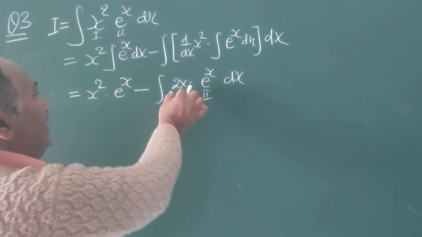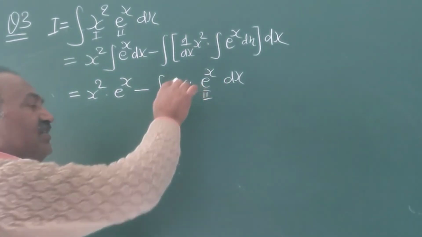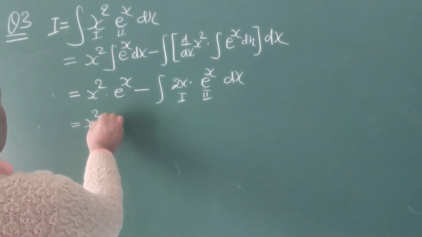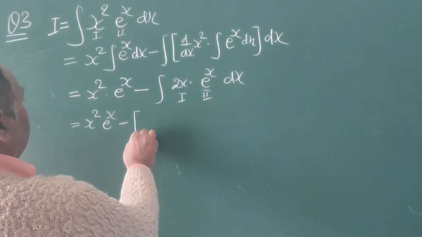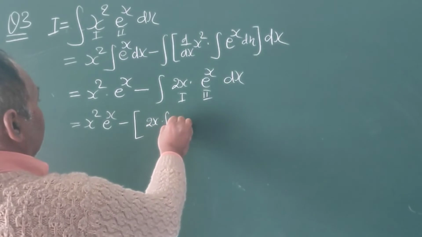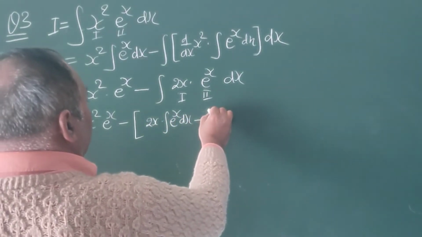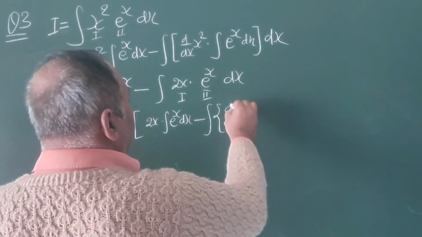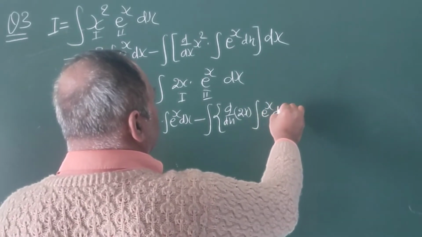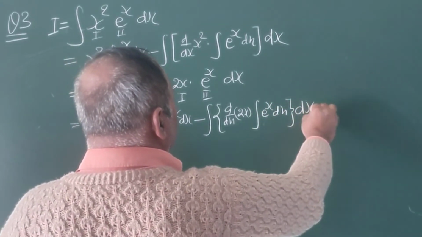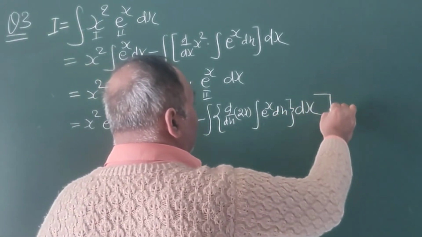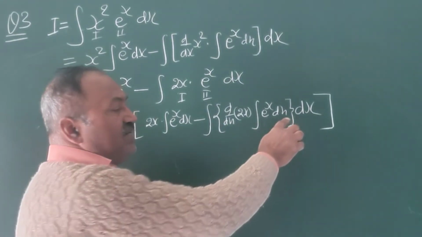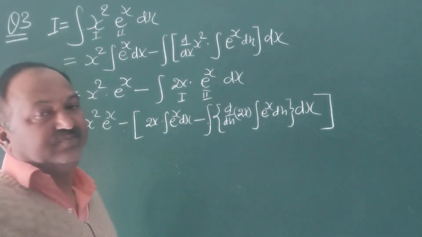Now again applying the integration by parts, taking 2x algebraic as the first and e raised to power x as the second, we get x square e raised to power x minus 2x as it is, integration of e raised to power x dx minus integration of derivative of first and integration of e raised to power x dx whole integration, and body bracket close for this negative sign, and here we have applied medium brackets for this integration.